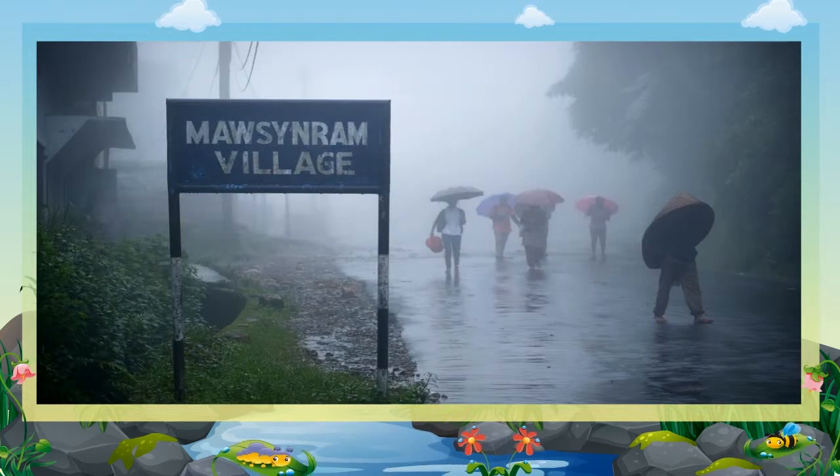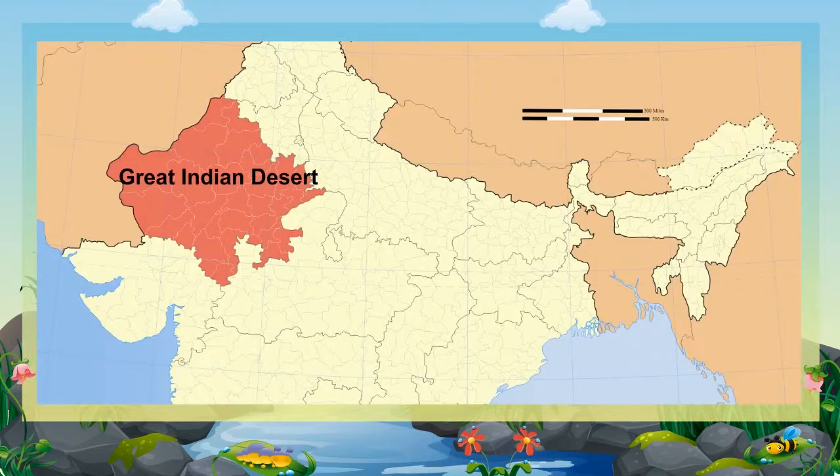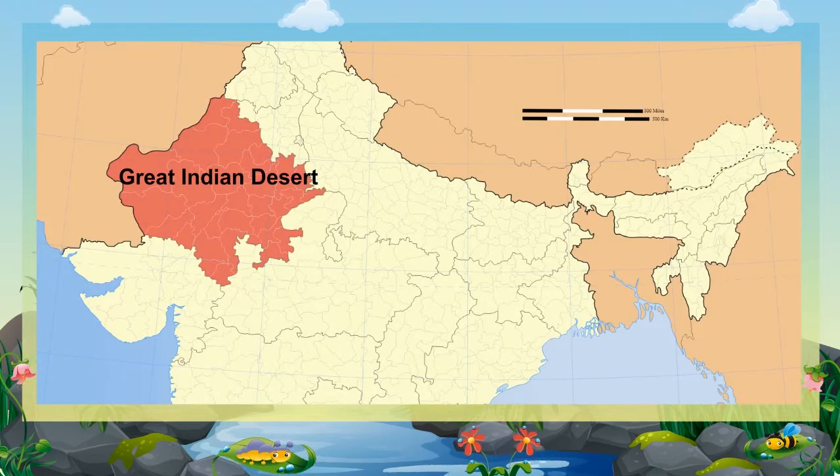Mawsynram in Meghalaya records the highest rainfall in the world, whereas the Great Indian Desert receives the lowest rainfall in the country.